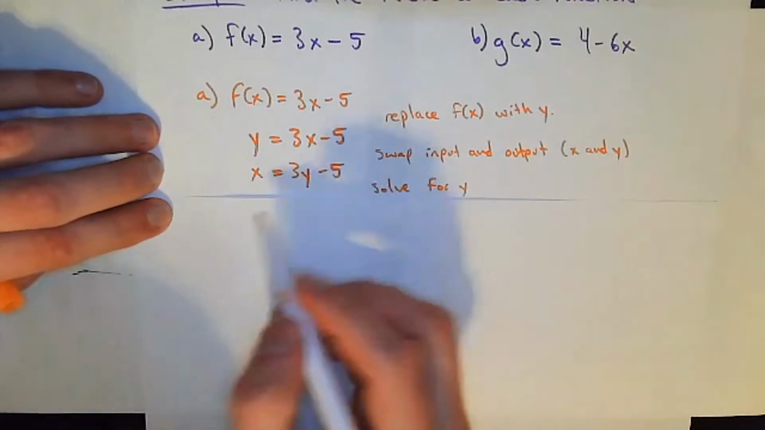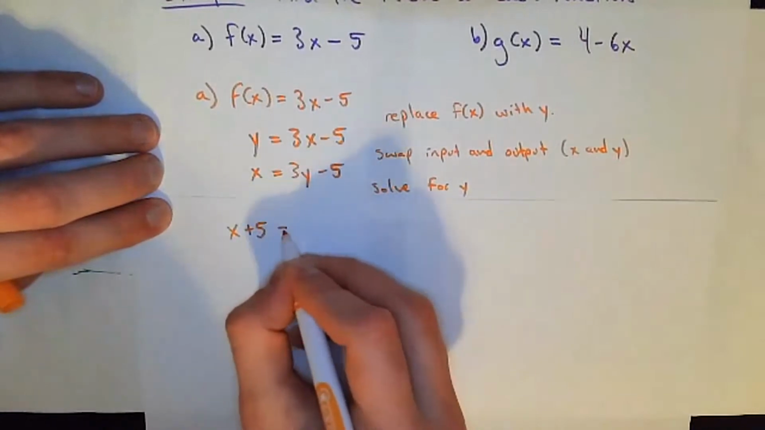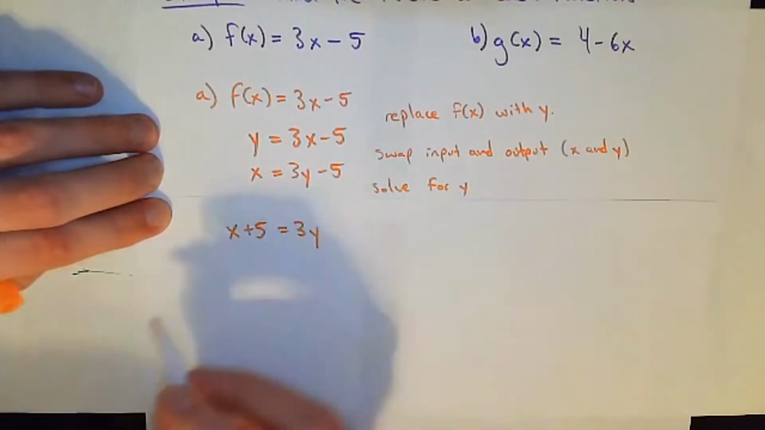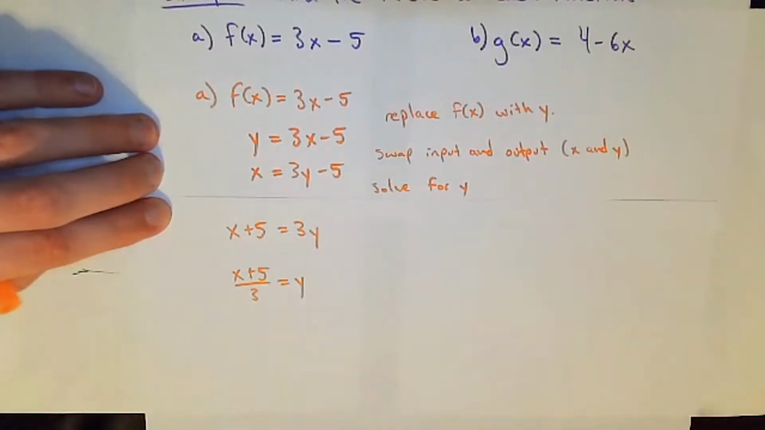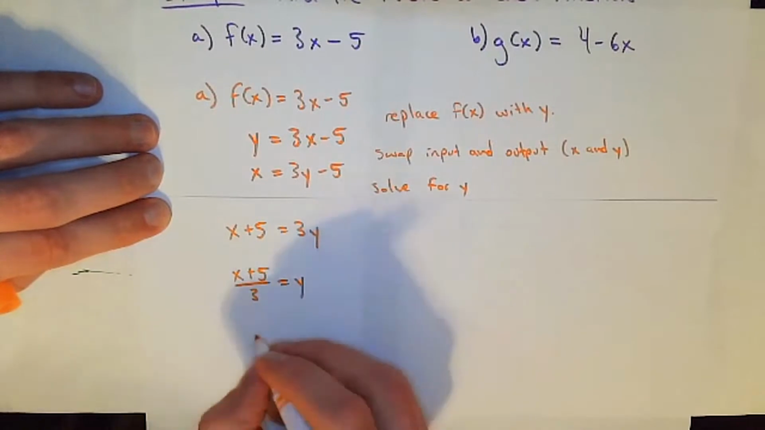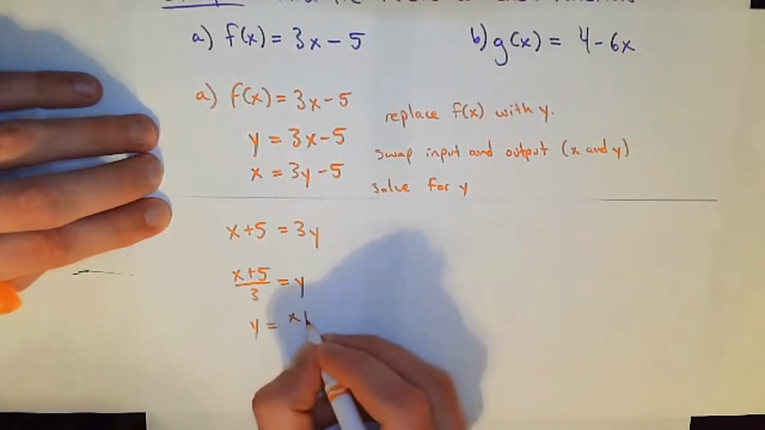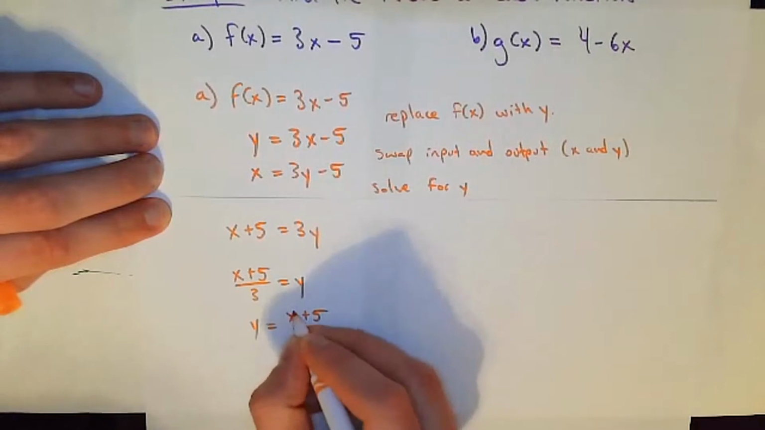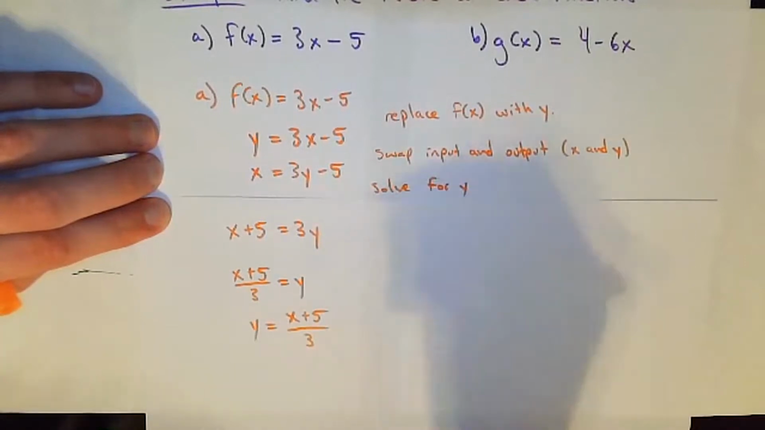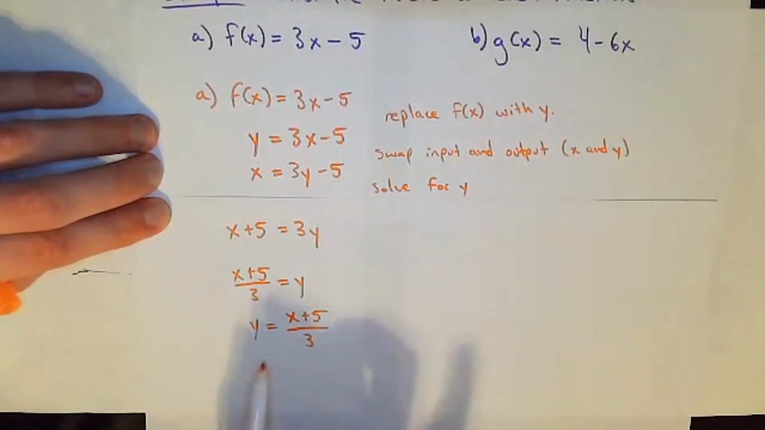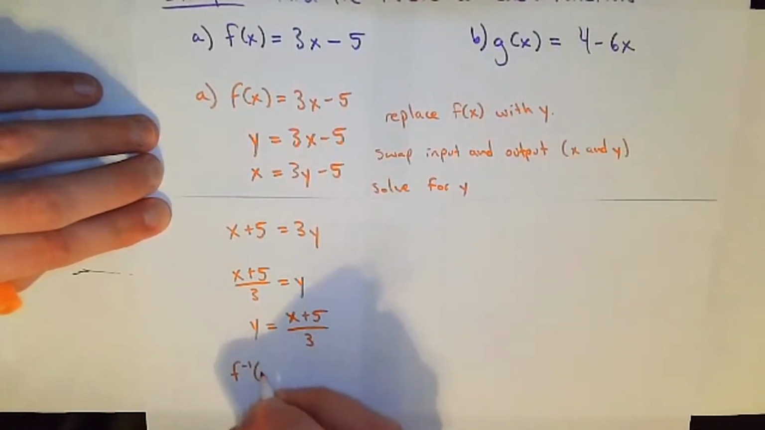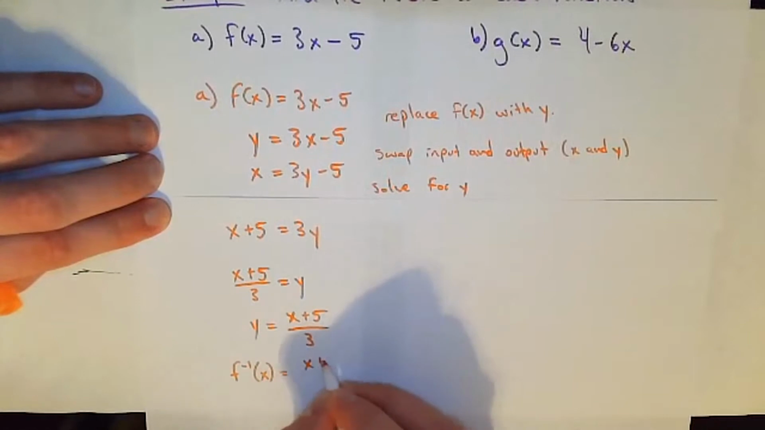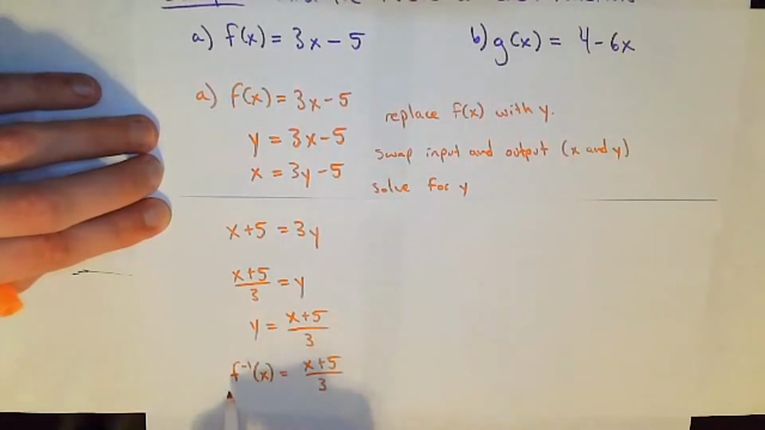So add 5 to both sides, so I'll have x plus 5 is equal to 3y. Divide by 3 on both sides, so x plus 5 over 3 is equal to y. Flip it around because we like to have that isolated variable on the left-hand side. And now rename these. What does the output look like for an inverse function? We like to use this nice notation. f inverse of x is equal to x plus 5 over 3. There it is.